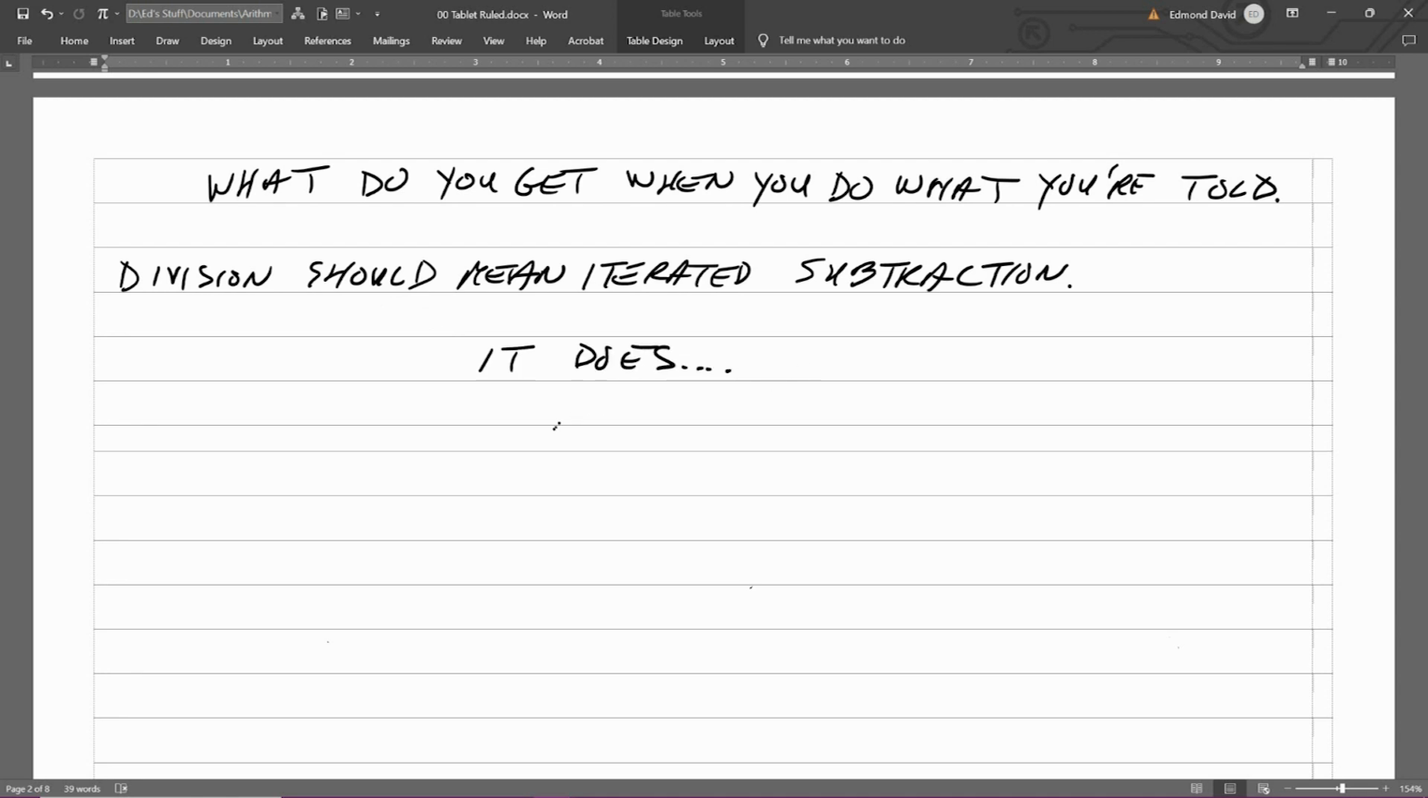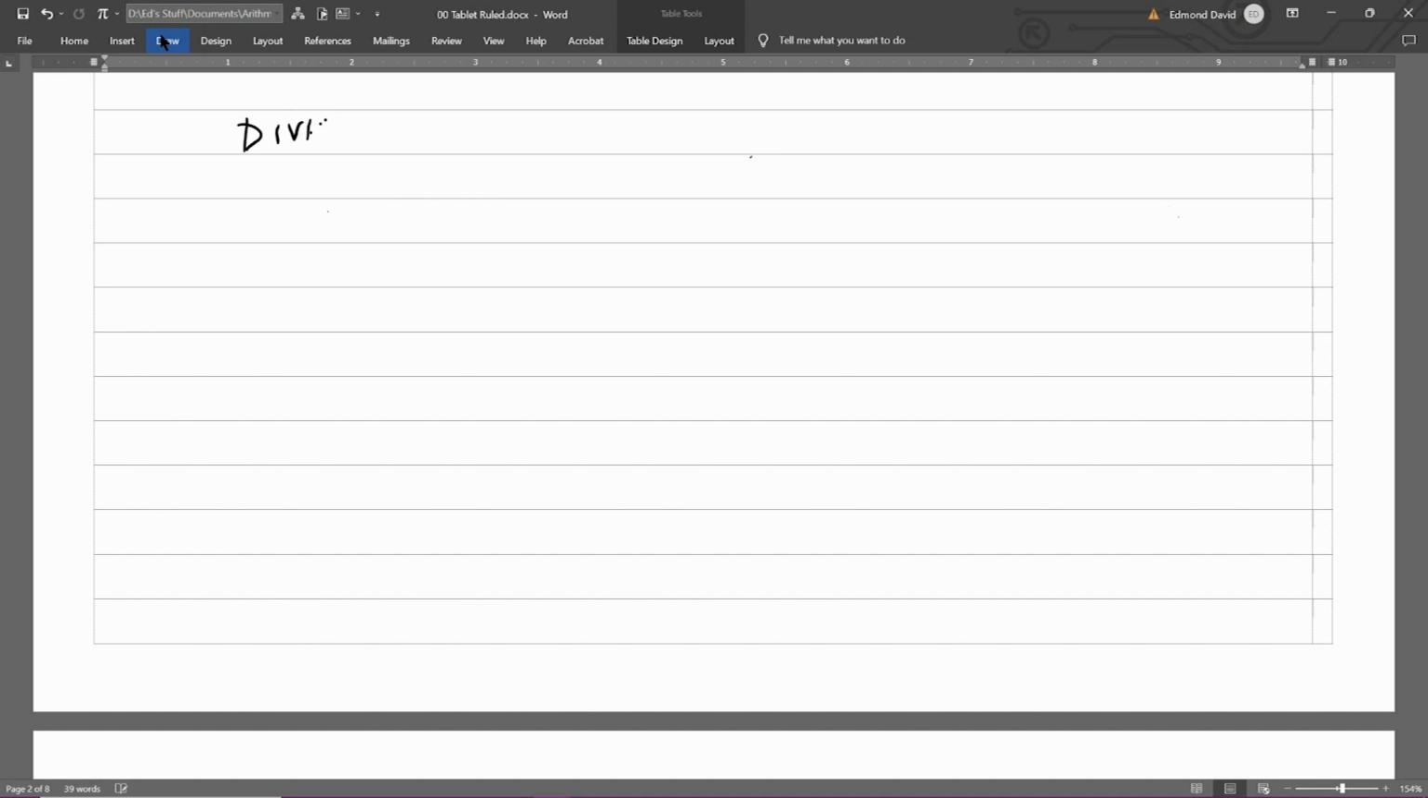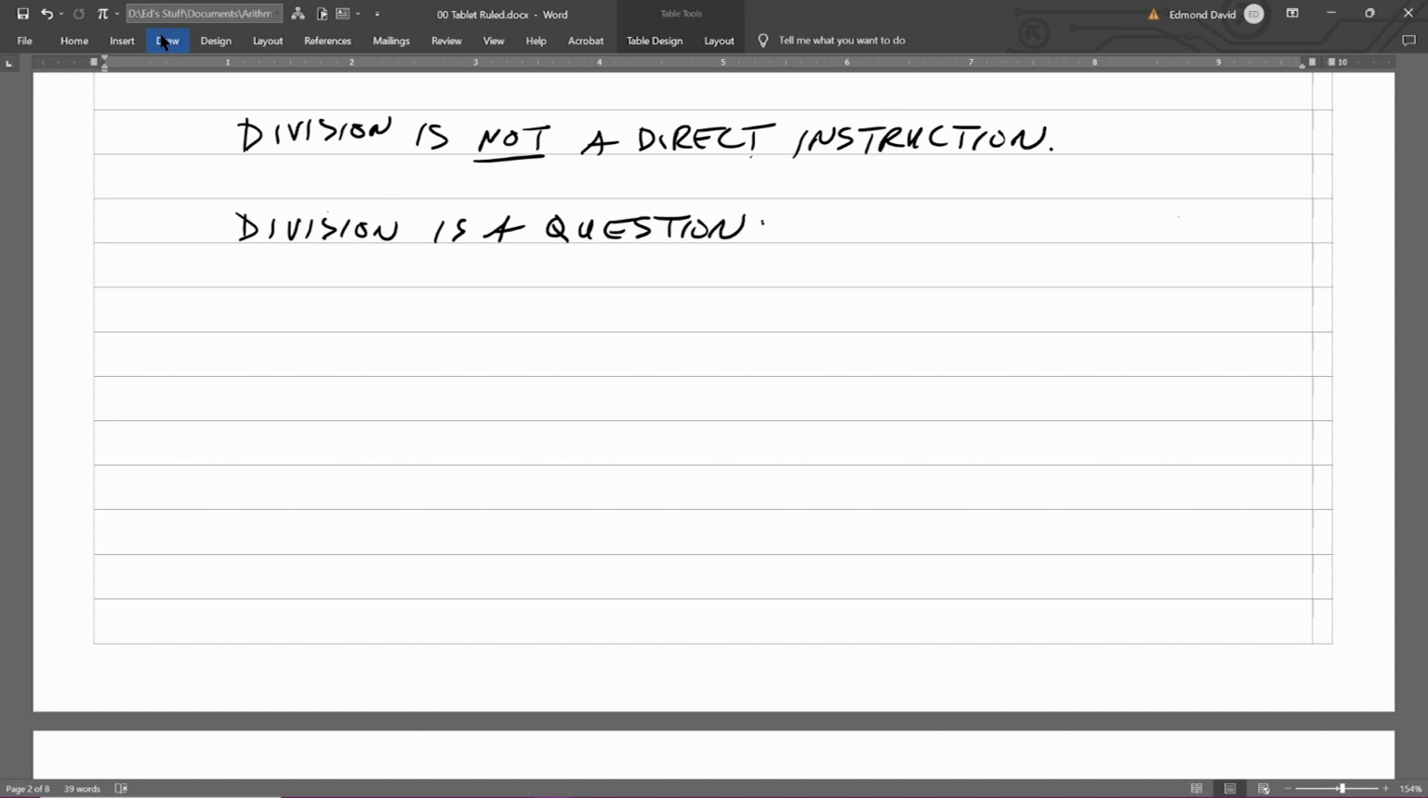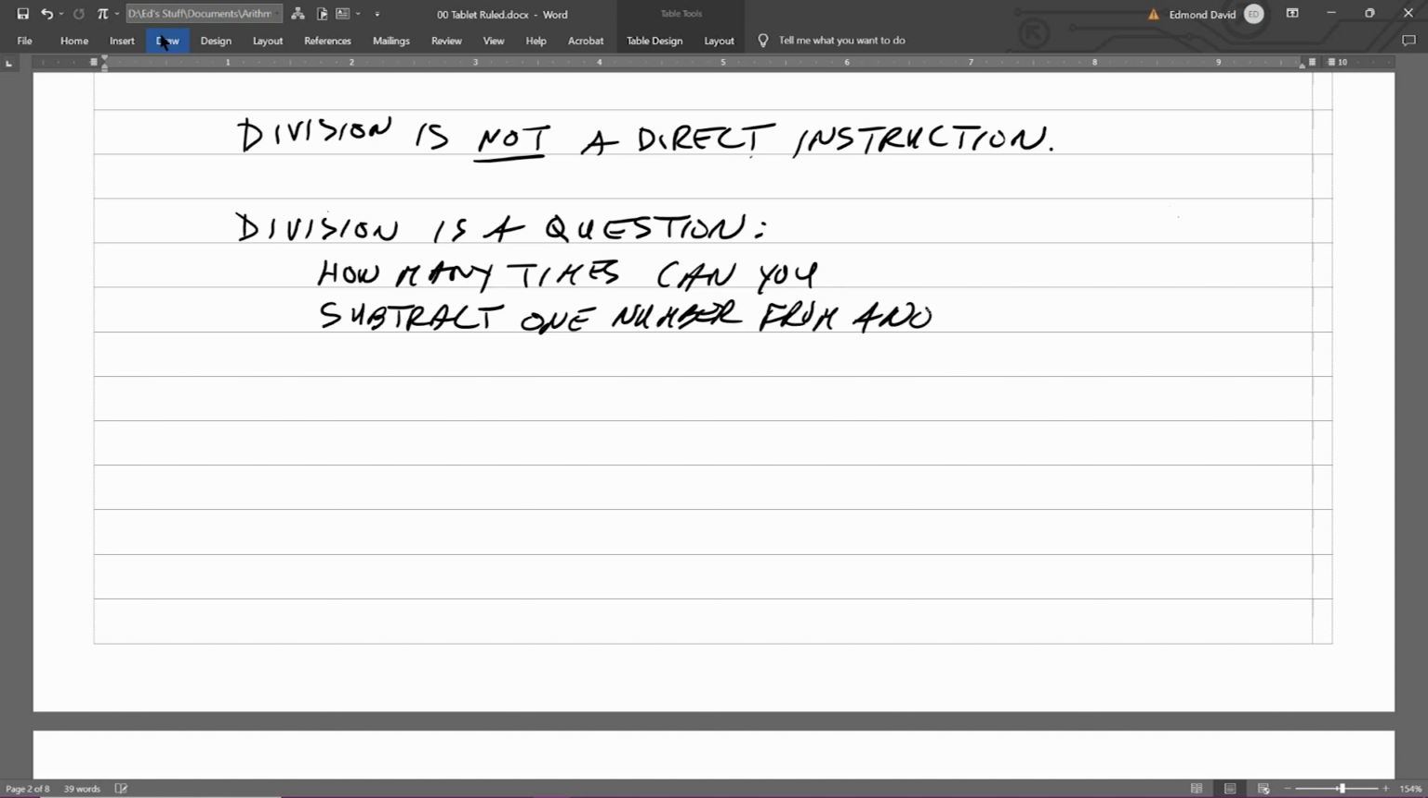Now, if multiplication means adding over and over, the inverse should mean subtracting over and over. It does. But there is one big difference. Division does not tell you how many times to subtract one number from another. Instead, division asks the question, how many times can you subtract one number from another? In other words, you are not told exactly what to do, and this is stranger than you think.